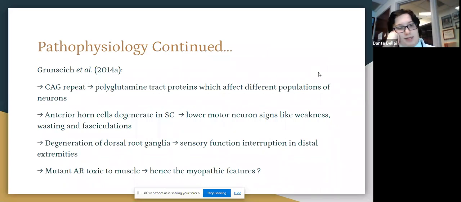In addition, when the CAG repeat is beyond 38, polyglutamine tract proteins affect different populations of neurons and cause neurons to degenerate within the body. For example, there's some evidence that anterior horn cells degenerate in the spinal cord in these patients. And this leads to those lower motor neuron signs that I talked about, like weakness, wasting, or fasciculations. The degeneration of the dorsal root ganglia can also occur, which will lead to sensory function interruption in distal extremities. And there's also a theory that mutant androgen receptors are toxic to muscle, leading to some of the myopathic features that you would see in these patients.